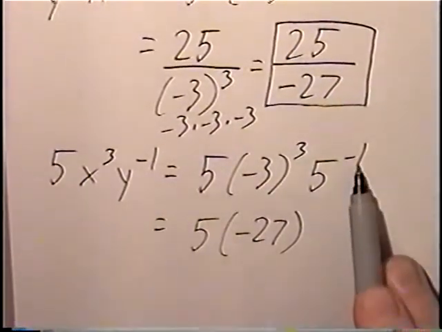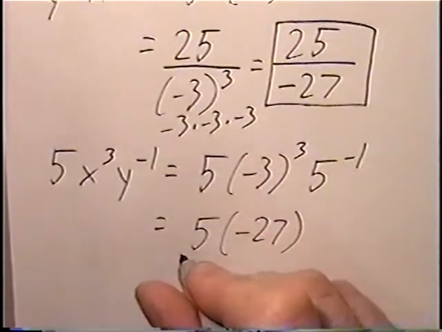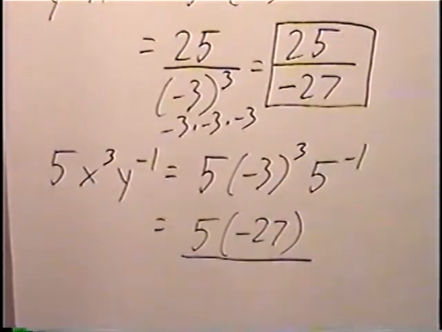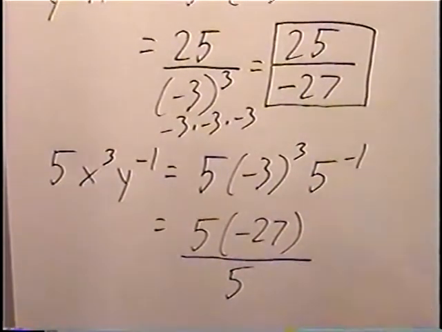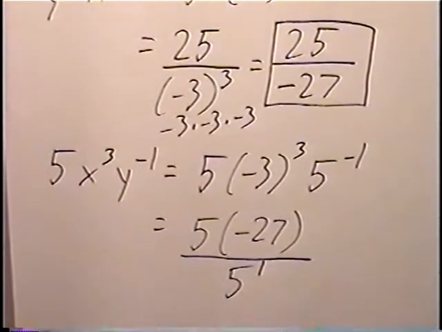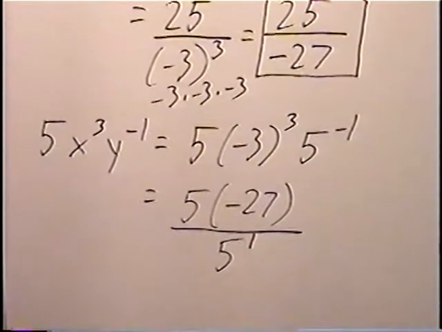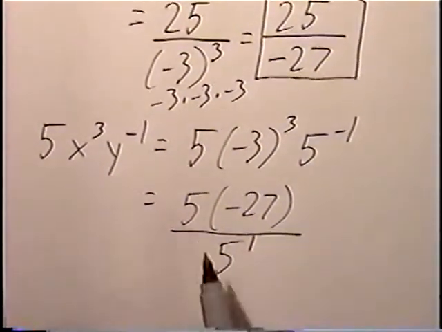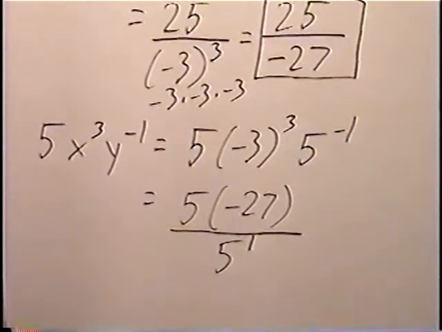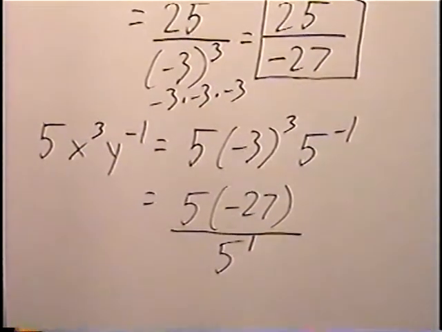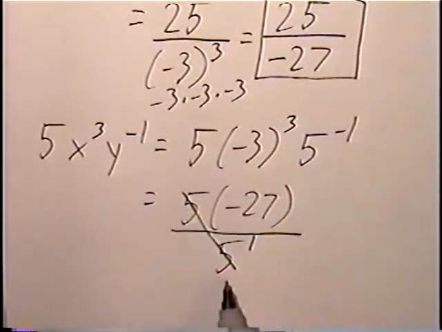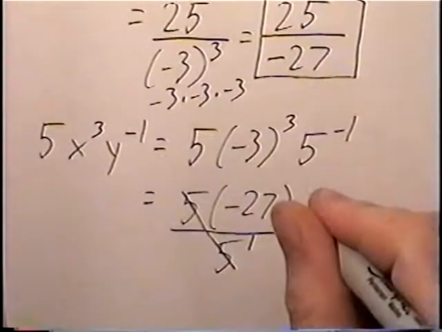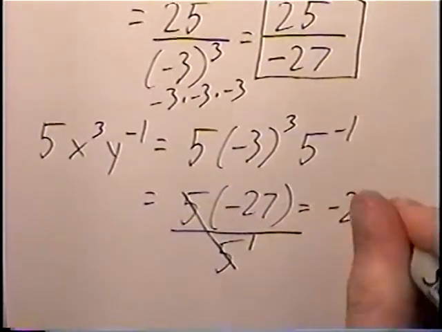And 5 to the -1 power, the negative exponent again, we can make a fraction for our answer. And the 5 would go to the denominator, and the -1 would become +1, or you can also leave it off, since 5 to the first power would be 5. Solving from here, if you want to, you could multiply 5 times -27 and then divide by 5. Or if we want to, we can divide first or cancel the 5's. 5 divided by 5, and we're left with our answer, which is -27.